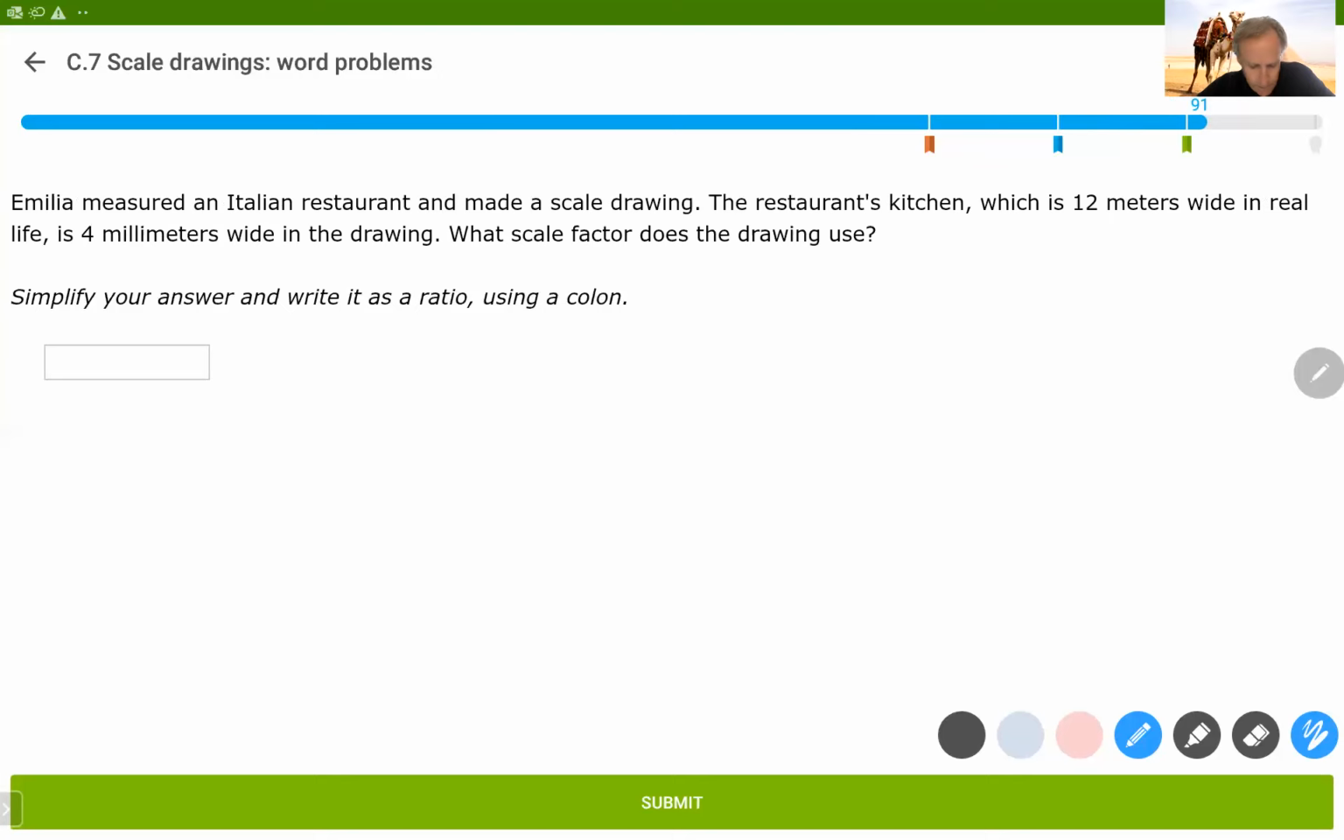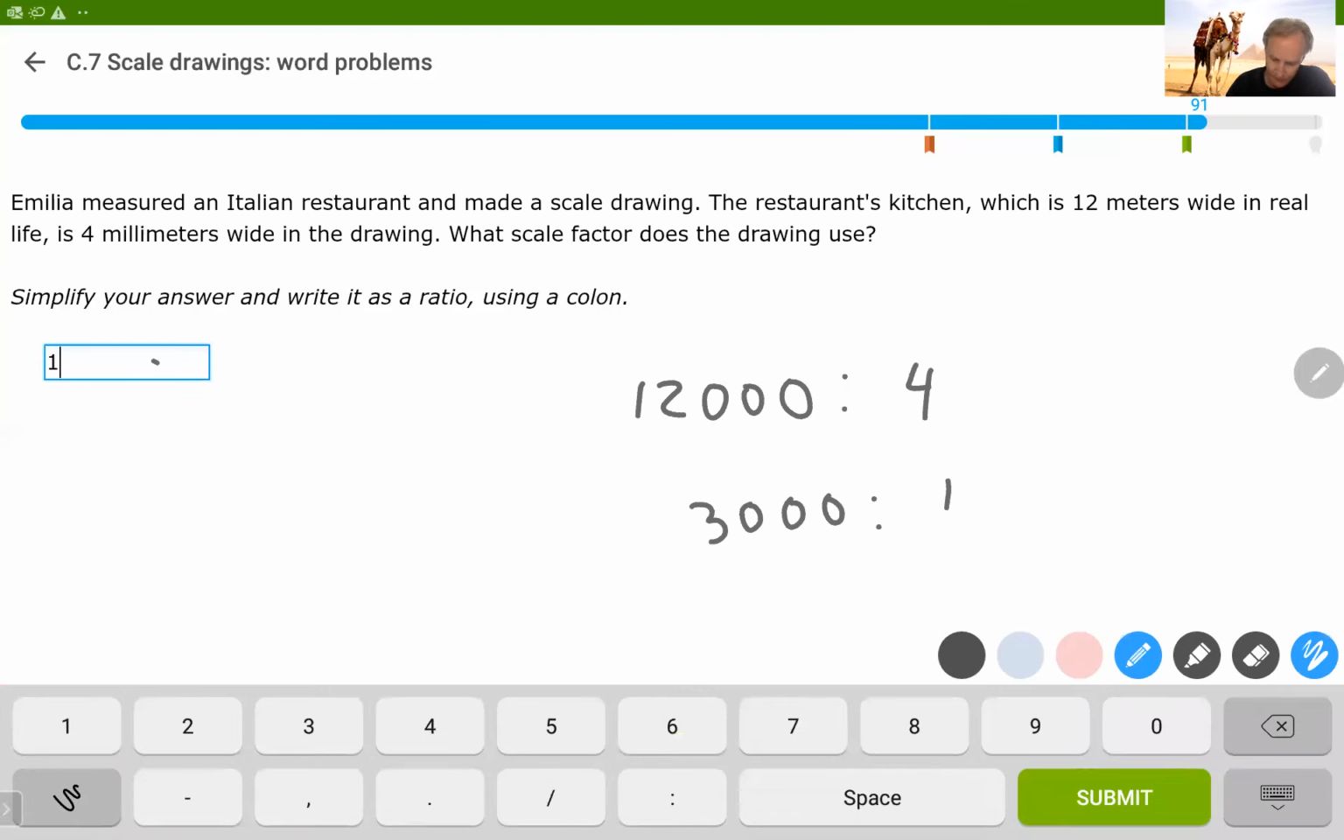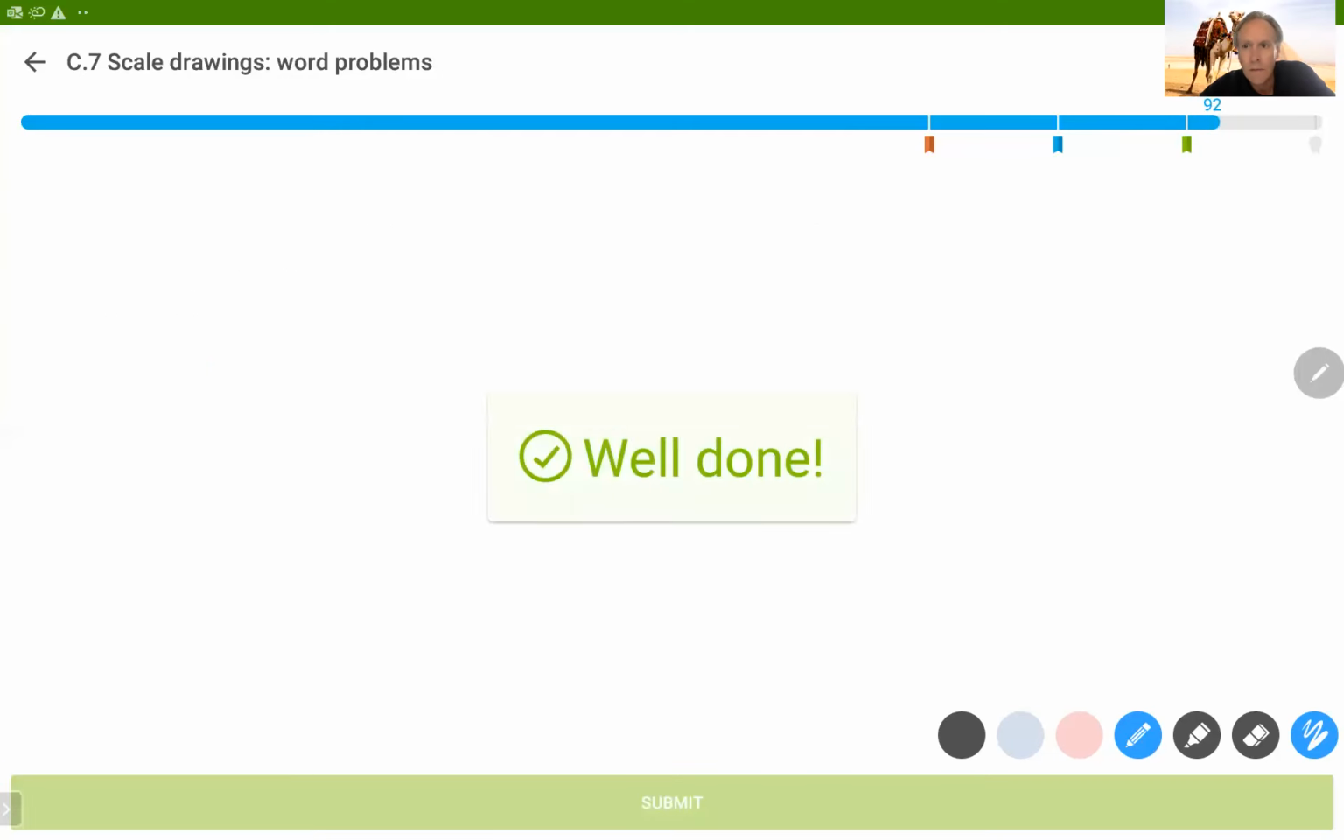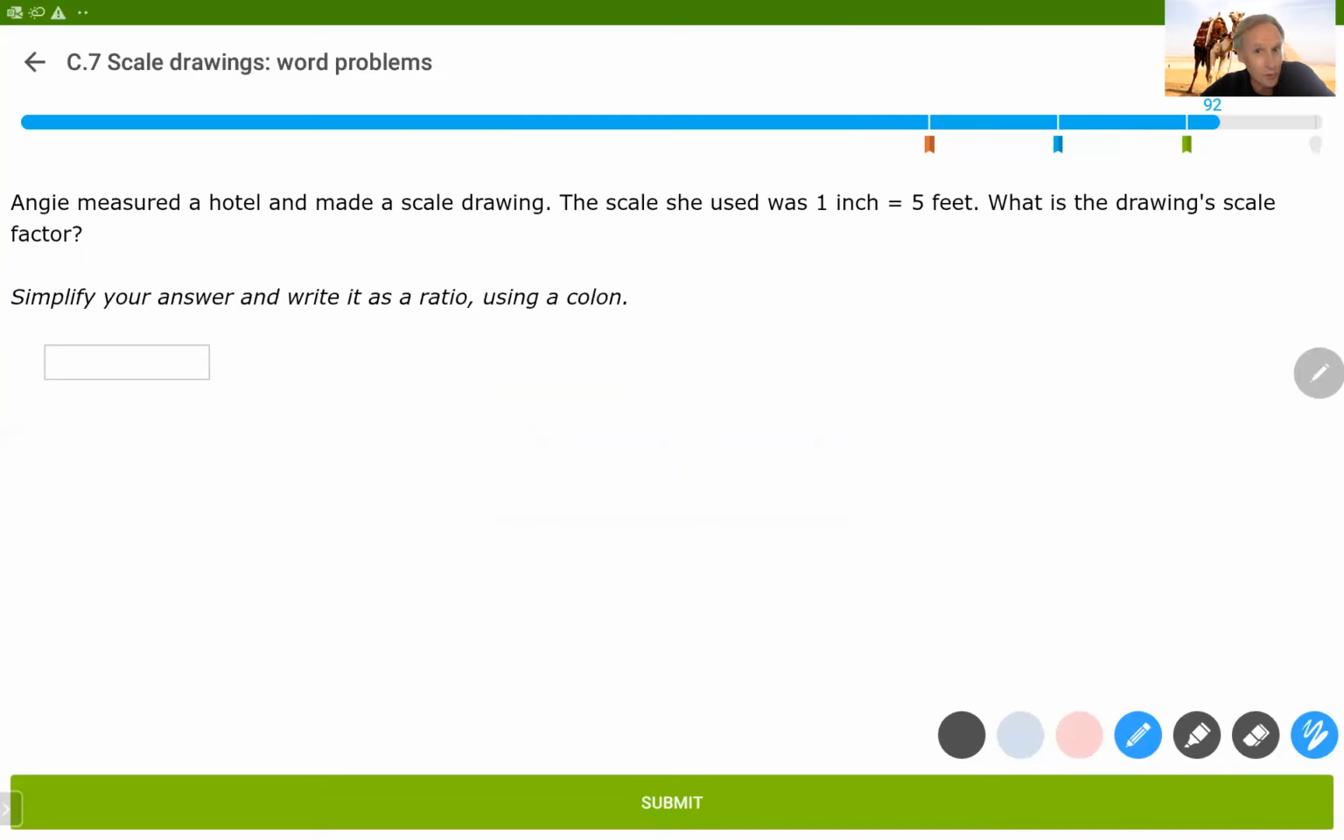And we've got 12 meters. That's 12,000 to 4 millimeters. And dividing by 4 gives us 3,000 to 1. I'm going to guess that they do want me to switch this the other way. So the 1 to 3,000, we're going to try it the other way, even though it's written backwards. Yep. They want it as a proper ratio, apparently. The scale is 1 inch to 5 feet.